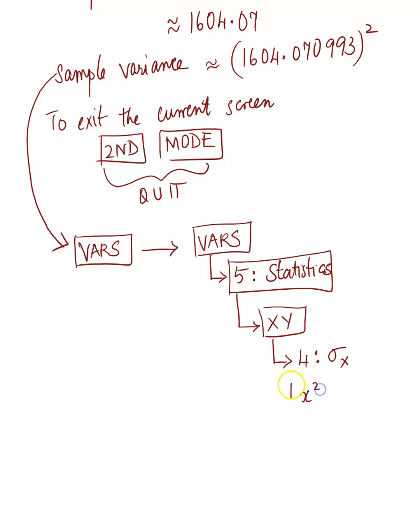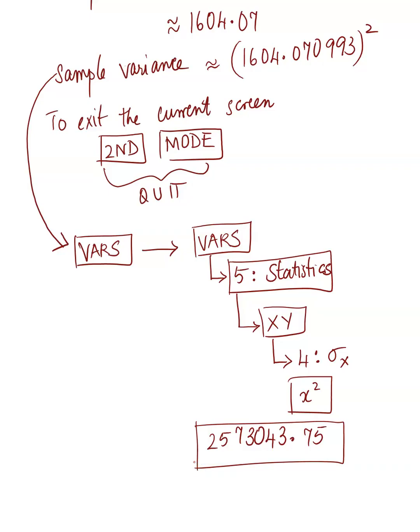Then it's the X squared button. Okay, so that's the button two buttons below the math button. Anyway, try to figure out where it is. Okay, and then hit enter, and that gives you 2573043.75. Okay, so that is your value.